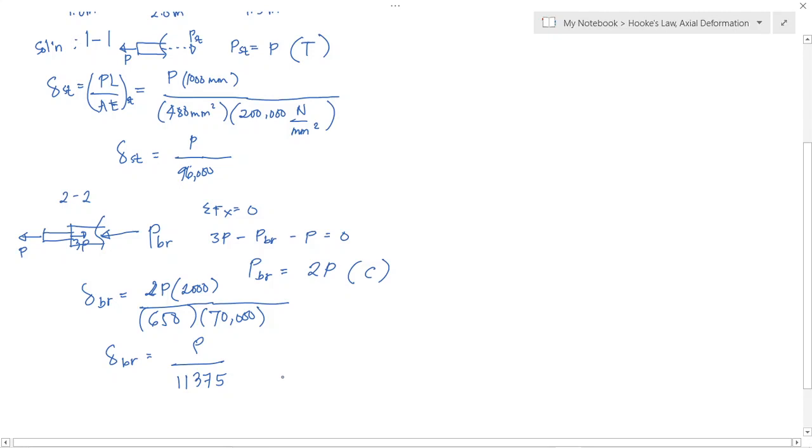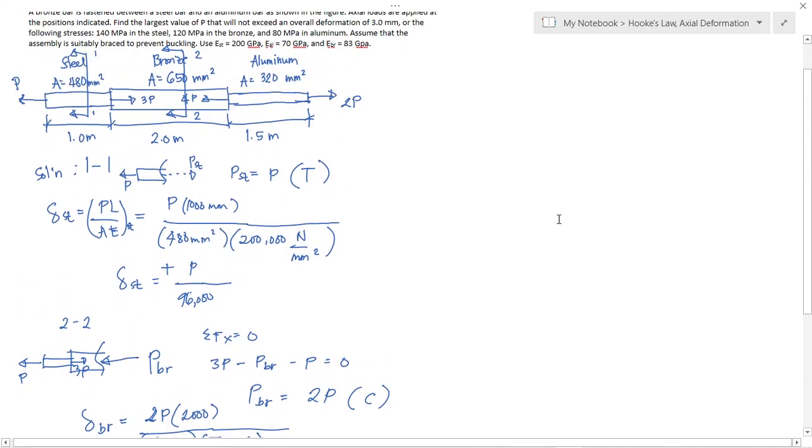Okay, so next is, this is the deformation of bronze. This is negative, since it is compression.